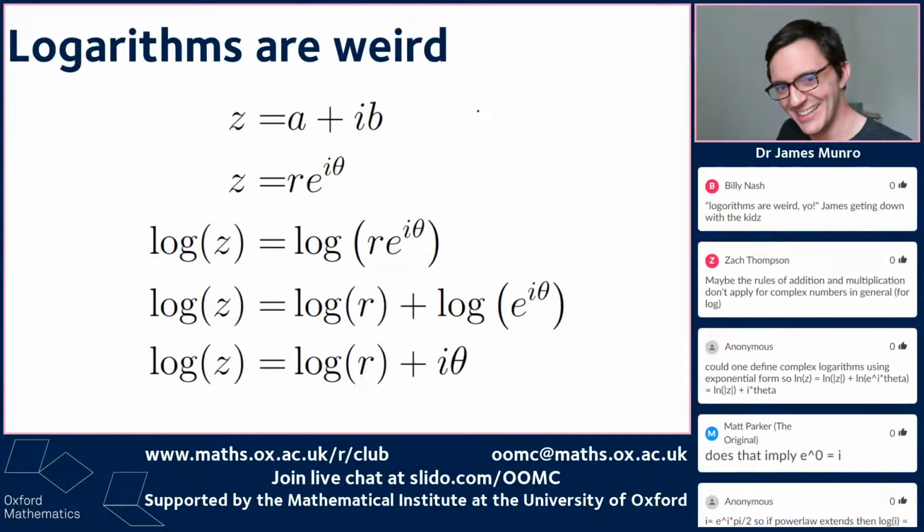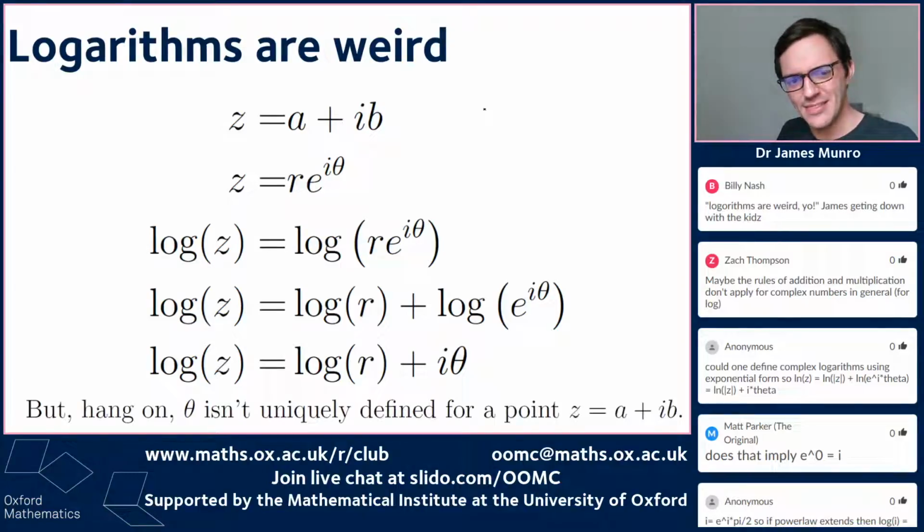But hang on. Theta isn't uniquely defined for a point a plus ib. When you write down the argument of a complex number, which I think is something Rose said earlier, you've got some choices. You could choose theta to always be between minus pi and pi. Some people write their complex numbers like that, to have arguments between minus pi and pi. Some people write their arguments between 0 and 2 pi.